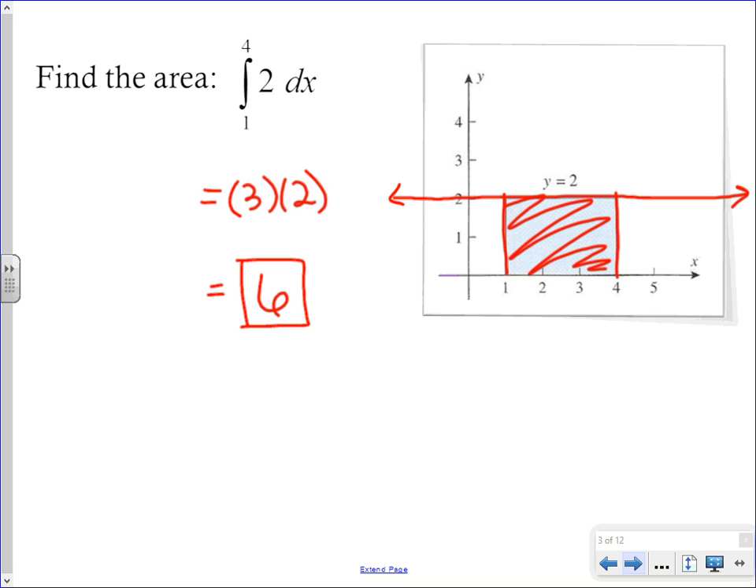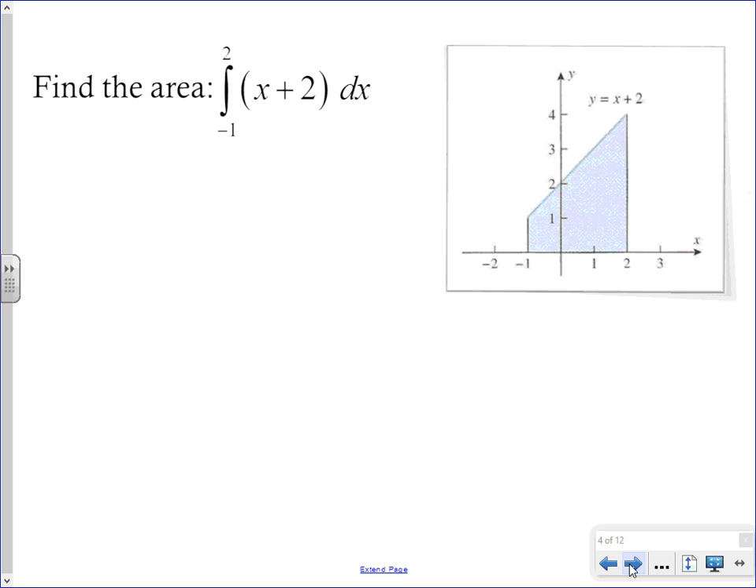A sphere is three-dimensional. We're working in 2 dimensions. Write down the integral. Draw the picture.